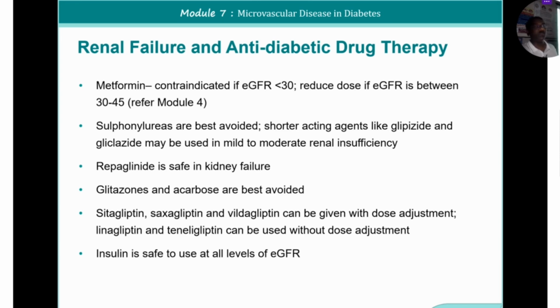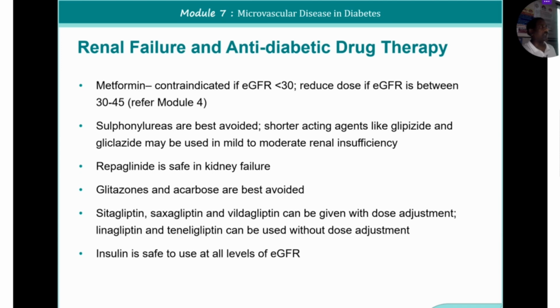Glitazones and acarbose are best avoided because of the gastrointestinal side effects. Sitagliptin, saxagliptin and vildagliptin, they are good drugs, but you have to reduce the dose. Linagliptin and teneligliptin, you need not make dose adjustments. But teneligliptin is not cardiac safe, you can stop it. Insulin is safe, but at the cost of hypoglycemia. So you have to see that hypoglycemia should not be there in the insulin usage.